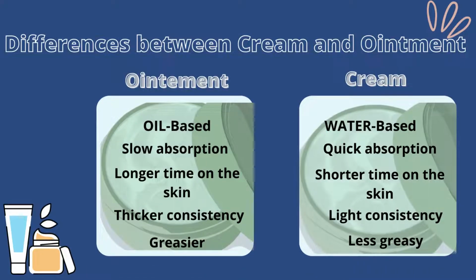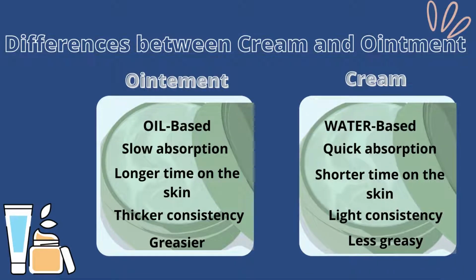Cream and ointment. What's the difference between them? Ointment is oil-based, while cream is water-based. Ointment has low absorption, while cream has quick absorption. Ointment stays longer on the skin, while cream stays a shorter time on the skin. Ointment has a thicker consistency, cream is lighter; ointment is greasier and cream is less greasy.